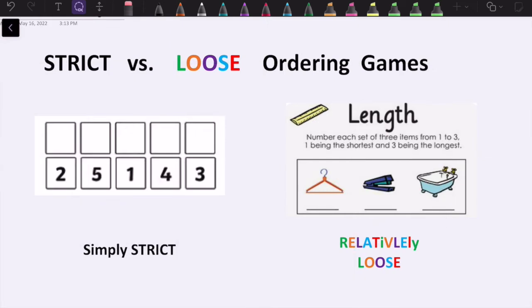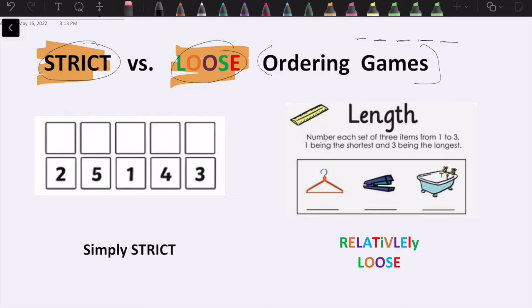Everybody, it's Nicole again with another LSAT lesson, and today we're going to talk about the difference between strict and loose ordering games. If you are not familiar with ordering games, these are sometimes called sequencing games, and it's whenever we're given one set of variables and we're trying to put them in order, either strictly or loosely, which also might mean relative to each other, which I'll explain here in a minute.